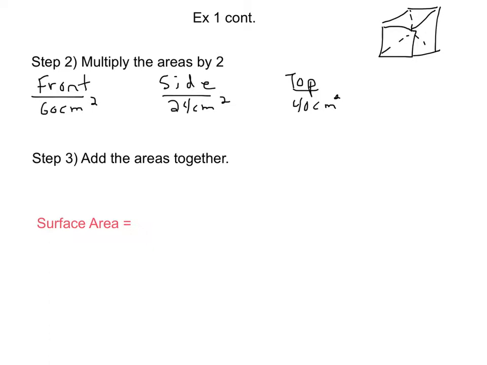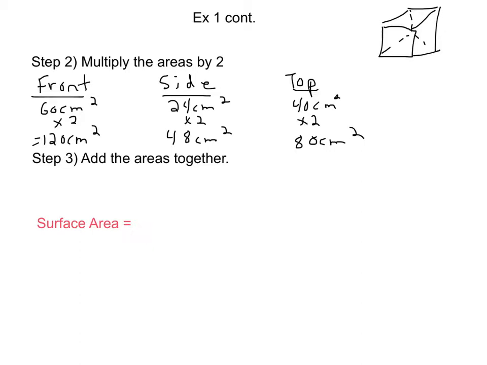So when we look at our 60 centimeters squared, multiplying it by 2, we're going to get 120 centimeters squared. For our sides, we have 2 of those. One side is 24. So again, we're going to multiply that by 2, and we're going to get 48 centimeters squared. And last but not least, the top. We got a top and a bottom. Multiply that by 2, and we're going to get 80 centimeters squared.